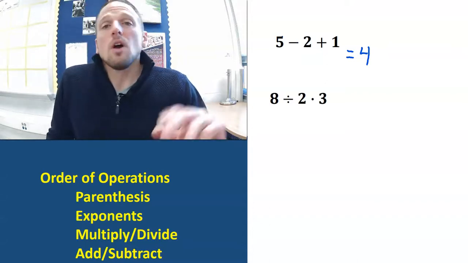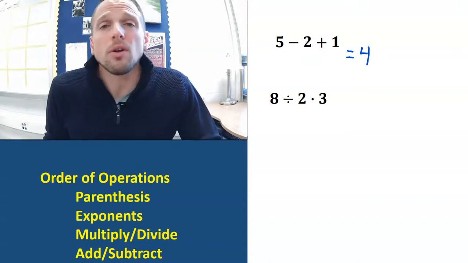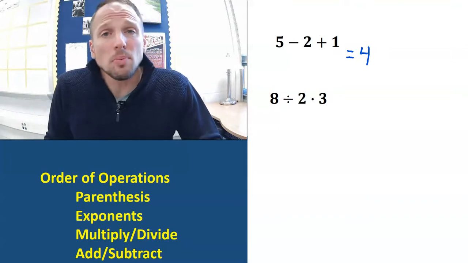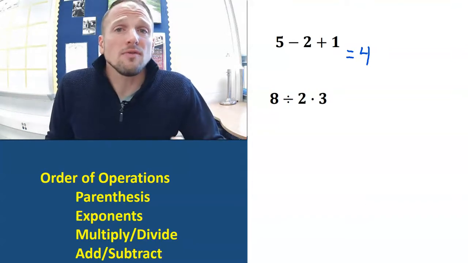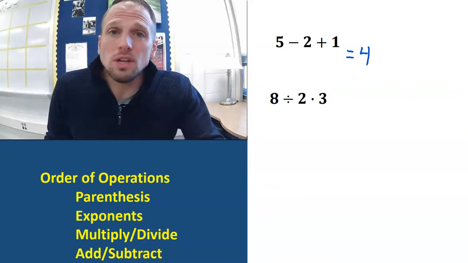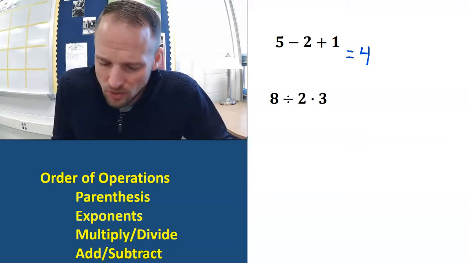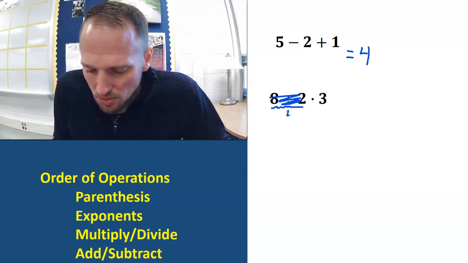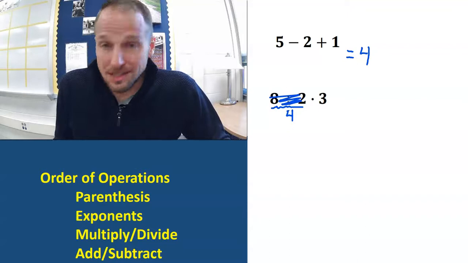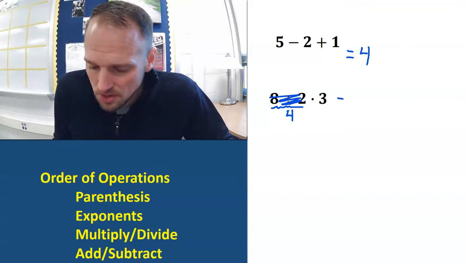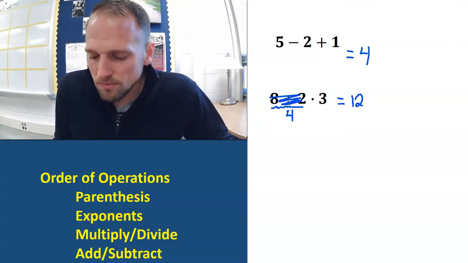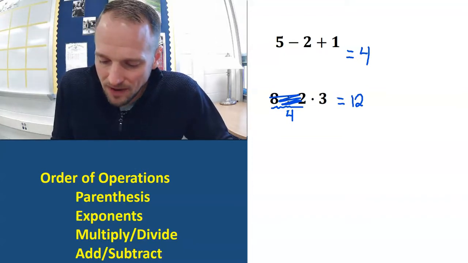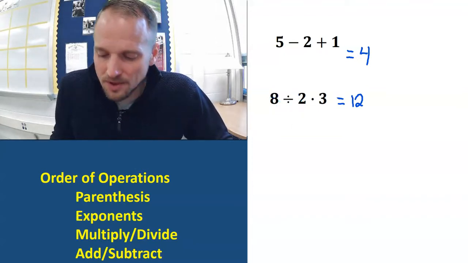Let's look at the next one. Are there any parentheses? No. Are there any exponents? No. Is there any multiply, divide? Yes. Work it left to right. Again, you don't need to multiply before you divide. You can divide before you multiply. That's okay, but how do you know? Work it left to right. So left to right, the first thing I see is right there. 8 divided by 2, that's going to be 4. Continuing left to right, 4 times 3 is going to be 12. So 8 divided by 2 times 3 is 12.